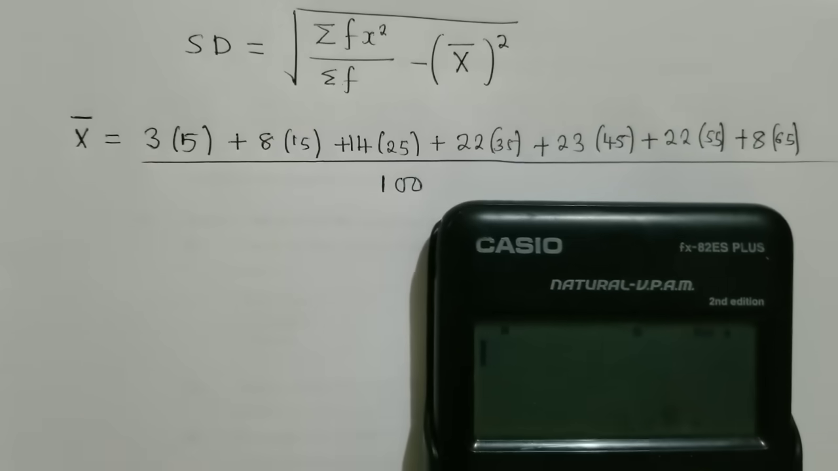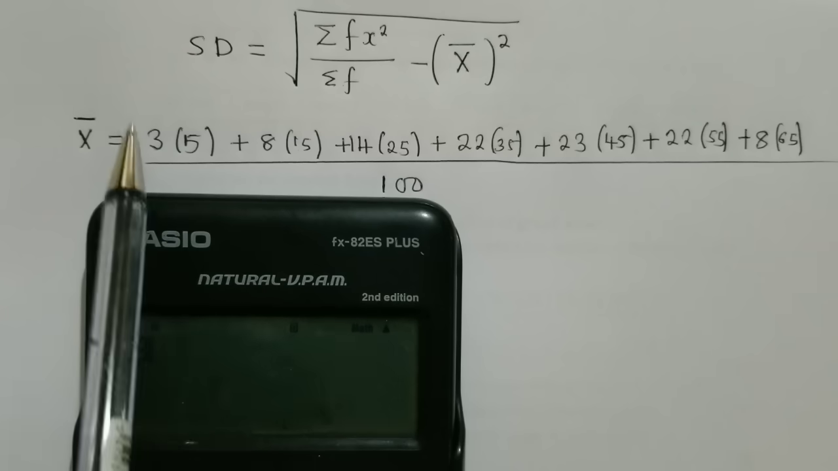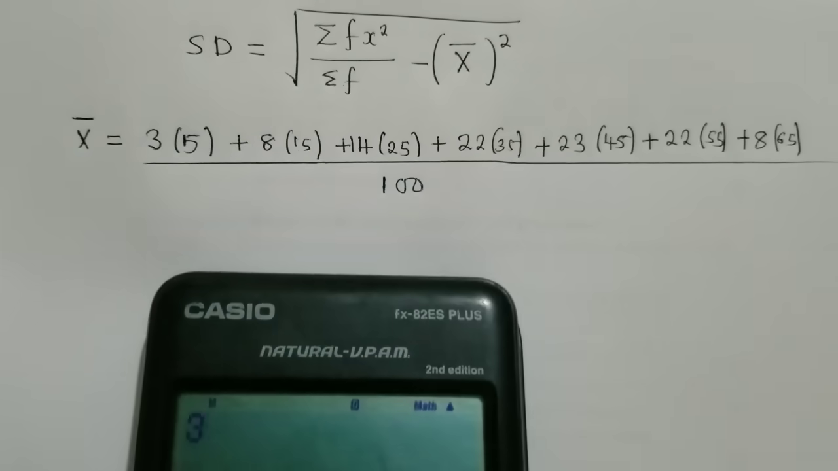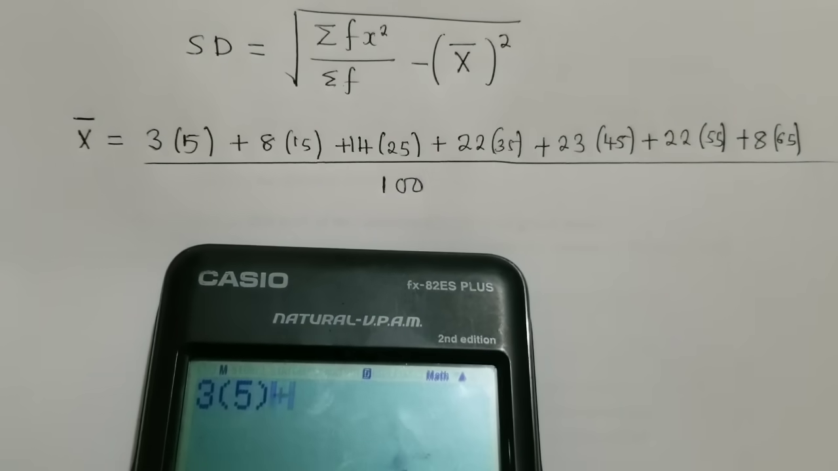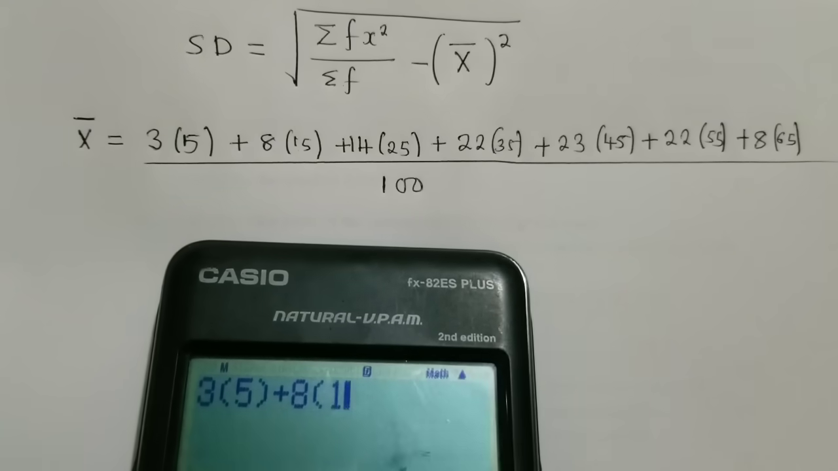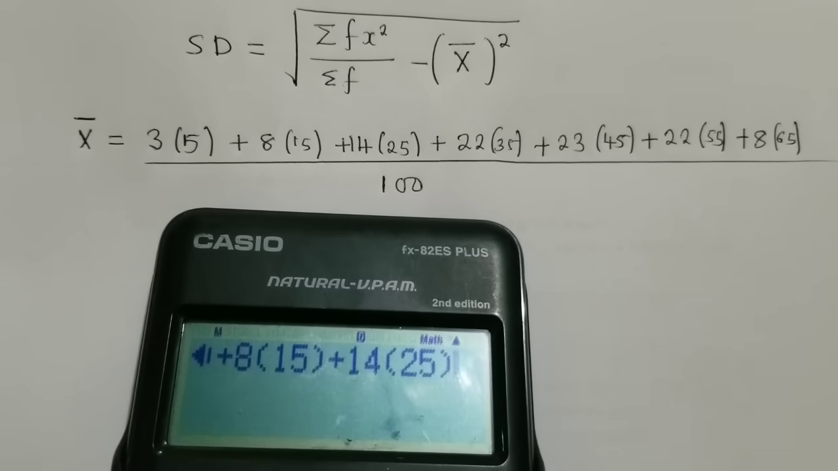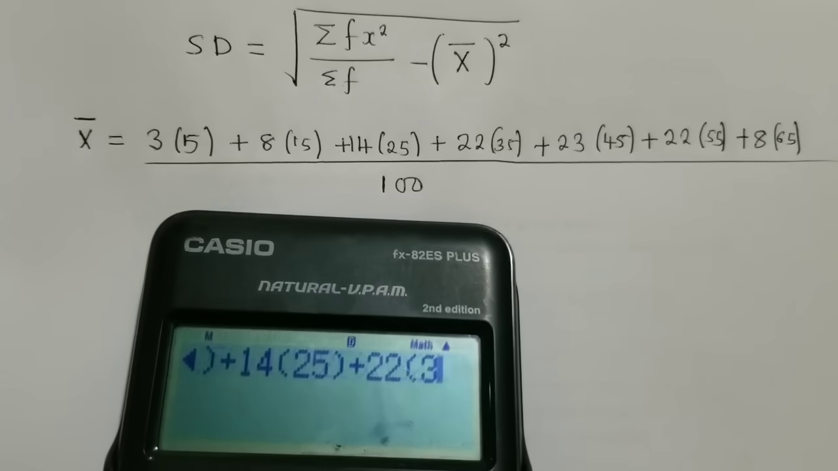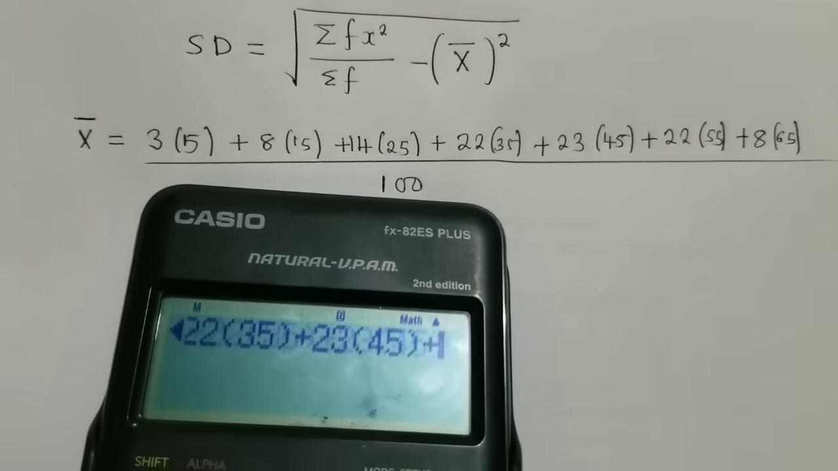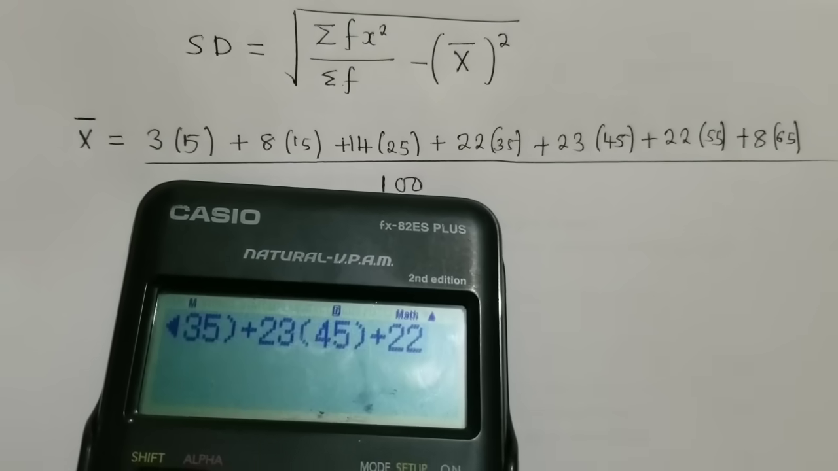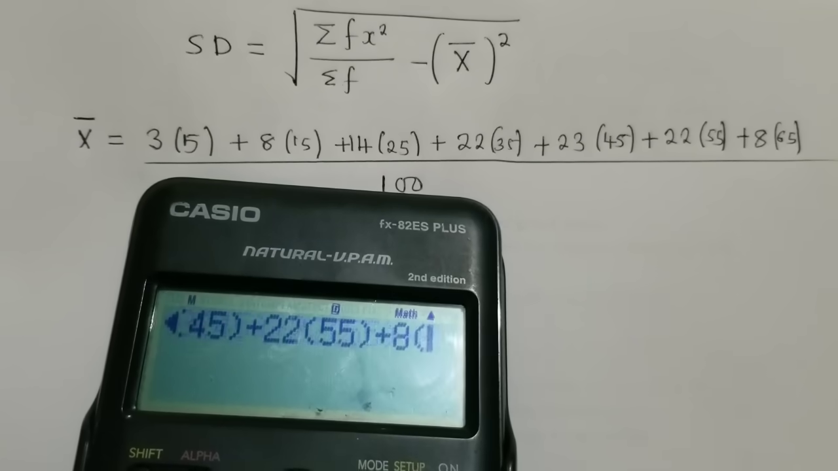So now look at this. Whichever calculator you have can do what I'm about to do. So I'll start with a 3 because this is the first number, 3. Okay, let me do this so that you can see clearly. So 3, and then I say open bracket. What follows is a 5 plus, there 8, open, 15, close, plus 14, open, 25, close, plus 22, open, 35, close, plus 23, open, 45, close, plus 22, open, 55, close, plus 8, open, 65, close.